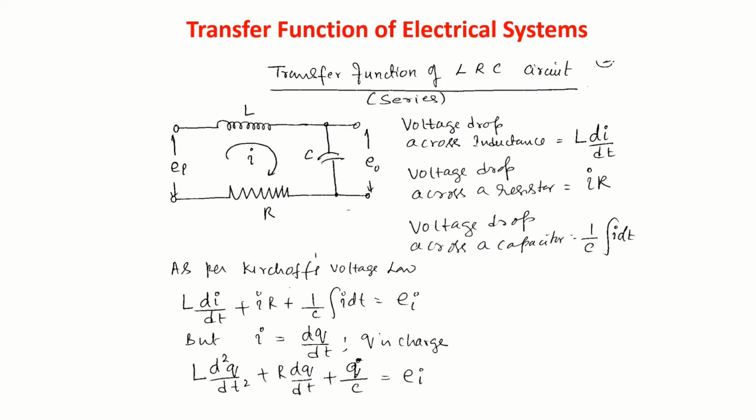So first let us talk about a simple LRC circuit. Let us find the transfer function of the electrical circuit so that I can define all the quantities also. This is a simple LRC circuit. Like this is the inductance, resistance, and capacitance. EI is the input voltage. E0 is the output voltage, and I am taking this output voltage across the capacitor. And I is the current.